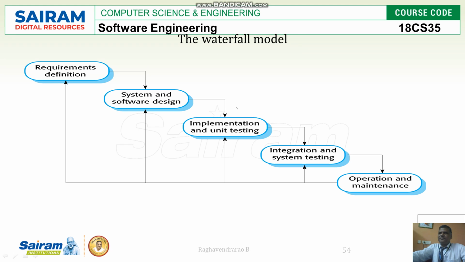This is the waterfall model. It has 5 phases: requirements definition, system and software design, implementation and unit testing, integration and system testing, and operation and maintenance. Now, why has it come to be named the waterfall model? Because you see in the diagram, after the first stage the second stage goes down, then the third, the fourth, and the fifth. So it is like a waterfall, flowing from the top to the end, from requirements to maintenance. These stages are called the waterfall model.